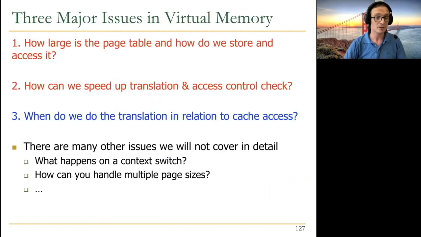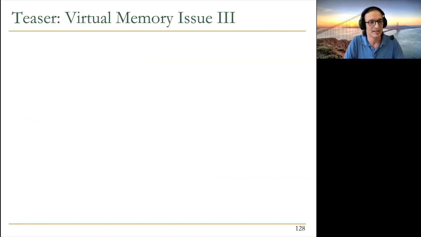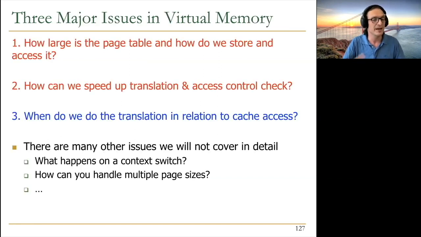Okay, the final issue that I'm going to briefly touch on is, when do we do the address translation in relation to cache access? And this becomes important, especially from the perspective of the L1 cache. Because if you need to do the translation to access the cache, now translation is on your critical path, right? Critical path of cache access.